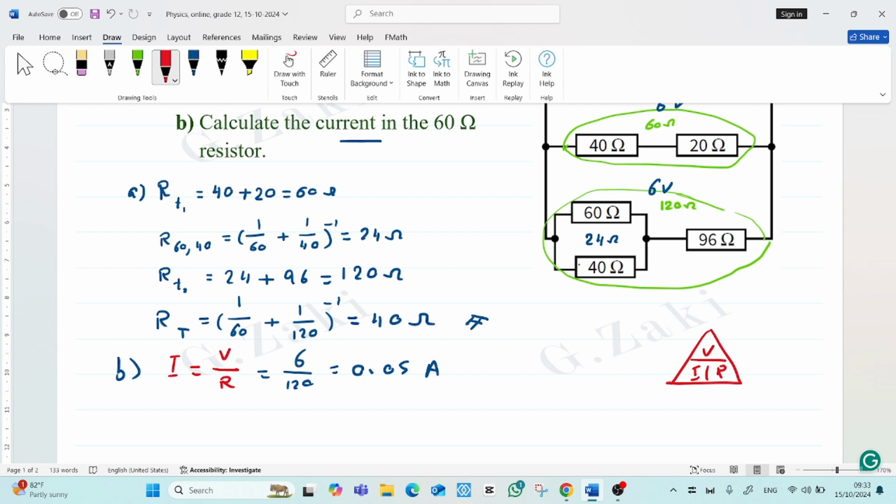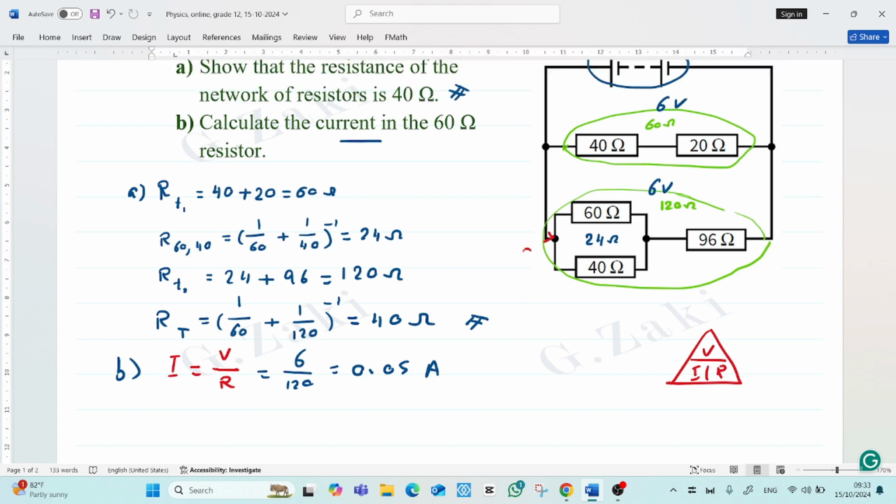Where is that current? This is the current here, so it is 0.05 ampere. Also it's here, 0.05 ampere. Because we have the current and we have the resistance, we can find the voltage V1 across 96 ohms. Then V1 equals I multiplied by R1. I is 0.05, R is 96. The voltage across the 96 ohm resistor is 4.8 volt.